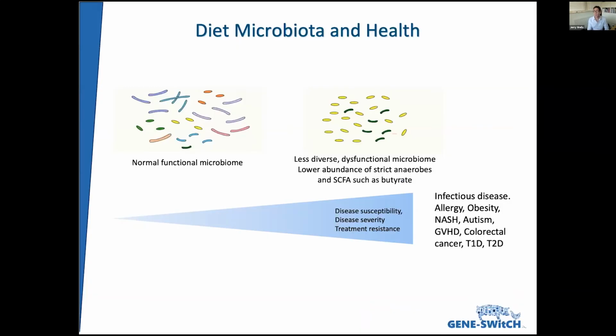Okay, so diet, microbiota and health. I'm sure everybody knows that changes in the microbiota have been associated with many human diseases, even those that don't seem to be directly involved in the gut. So there's an interplay between the host and the microbiota, which affects disease susceptibility, disease severity, and also treatment resistance. So antibiotic use, for example, or infections in animals is something that can also cause this dysbiosis, and also diet.